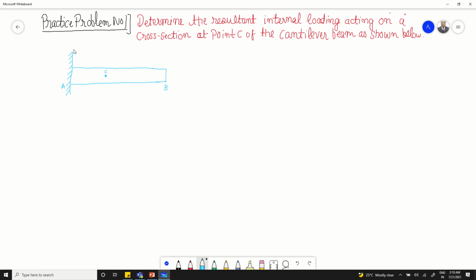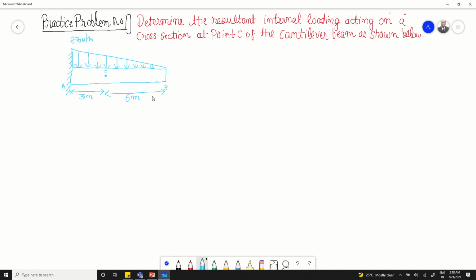As we have already mentioned, it is subjected to a uniformly varying load, or we can say a triangular load in this way. The magnitude of this load is 270 Newton per meter. Now, this point C is located at a distance of 3 meters from point A. And between B and C, the distance is 6 meters.